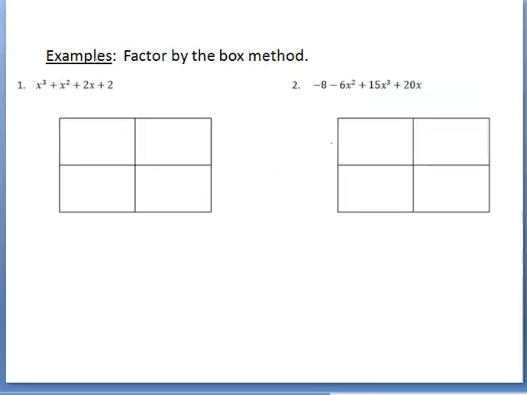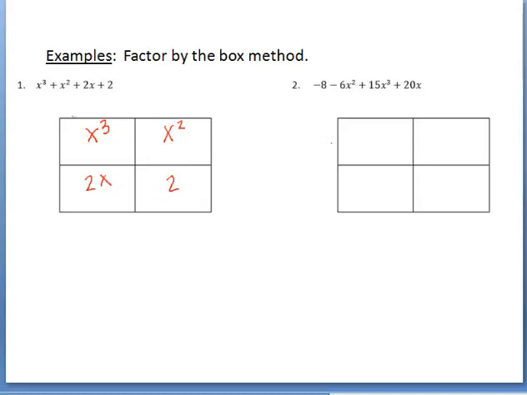Alright, so for our first example we have x to the third plus x squared plus 2x plus 2. And we notice that there are four terms, and so we have this box that has four different sections. So we're going to put each of the terms in its own box. We've got the x to the third that's going to go in this first box, and then we have x squared that goes in the second box, and then in this box down here 2x, and then in the fourth box we just have a plus 2.